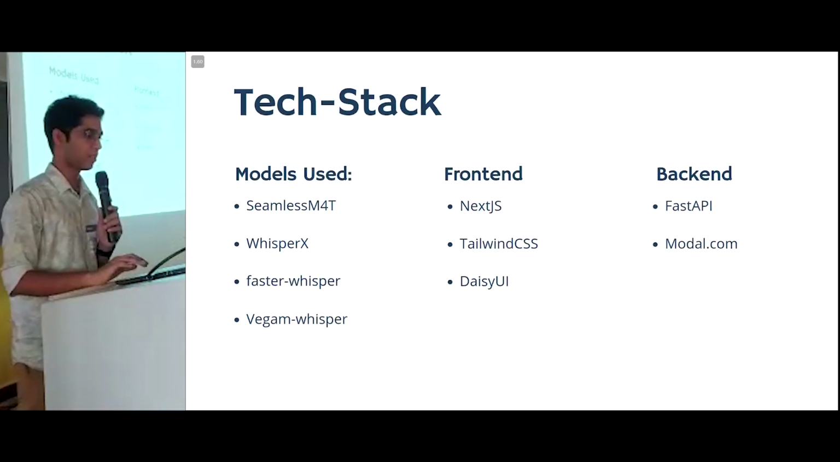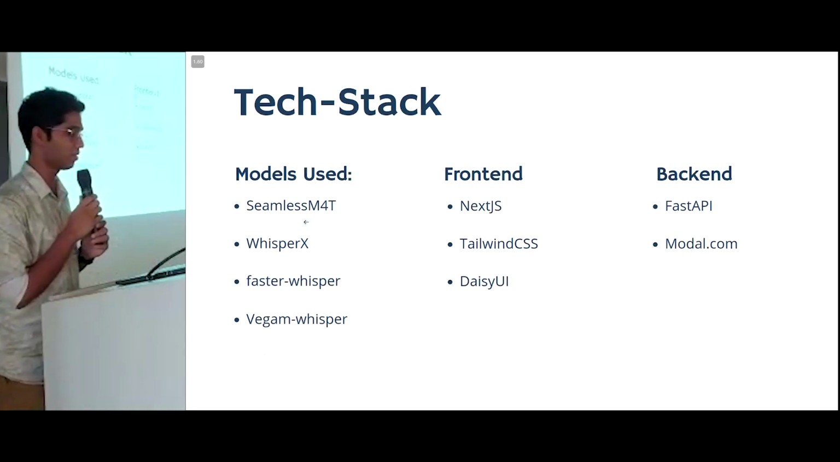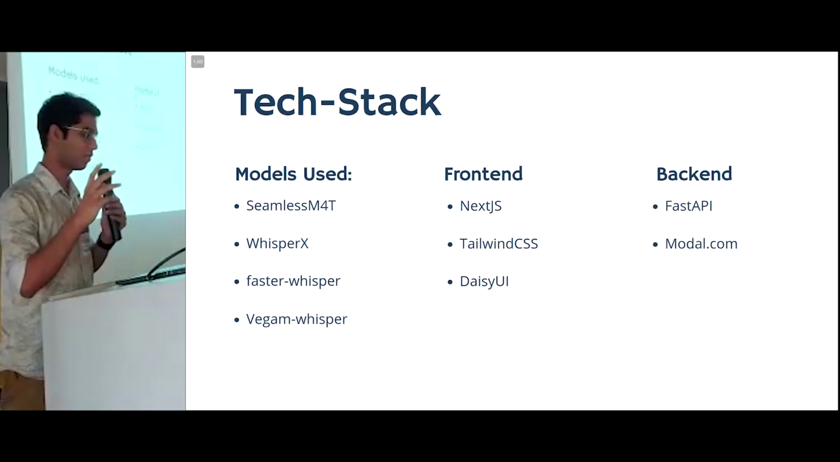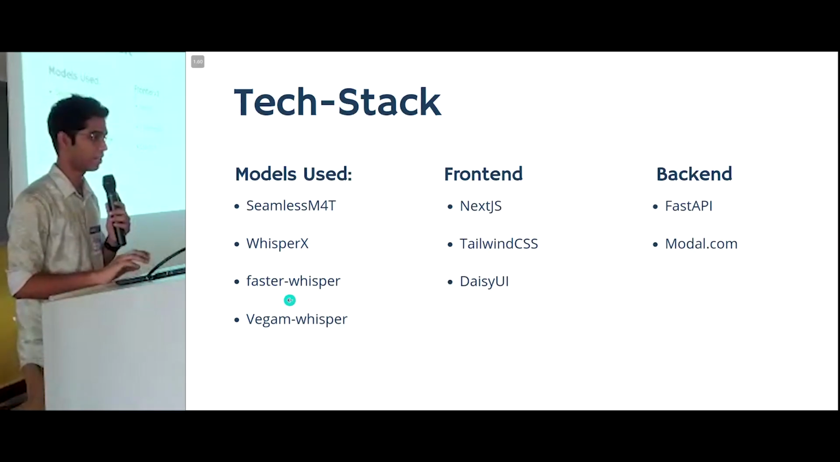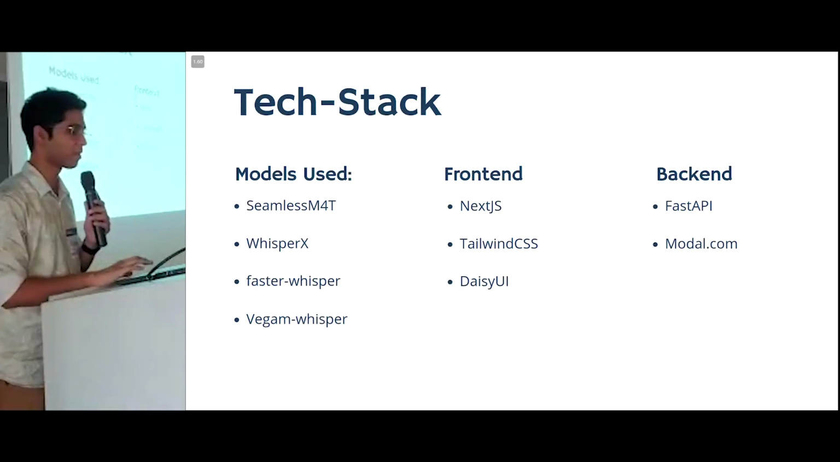For the text models, currently we have these four main models. The Seamless M4T is one made by Meta. It's a very, very powerful model. Then WhisperX and Faster Whisper are variations of the traditional Whisper model. Vegam Whisper is a separate one specifically made for Malayalam. It was built by one of our team members.